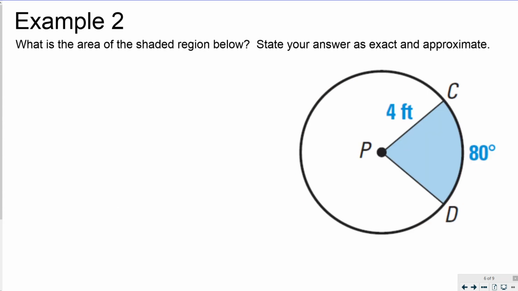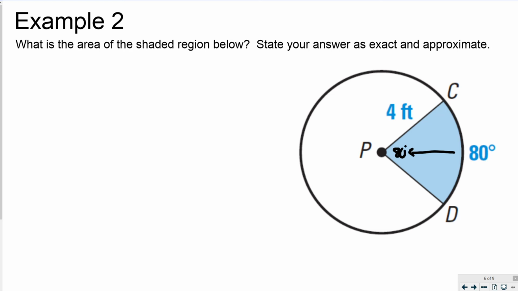So let's take a look at the next one. What is the area of the shaded region below? State your answer as exact and approximate. So I have the arc measure of 80 degrees, so that directly translates to the inside central angle being 80 degrees as well.